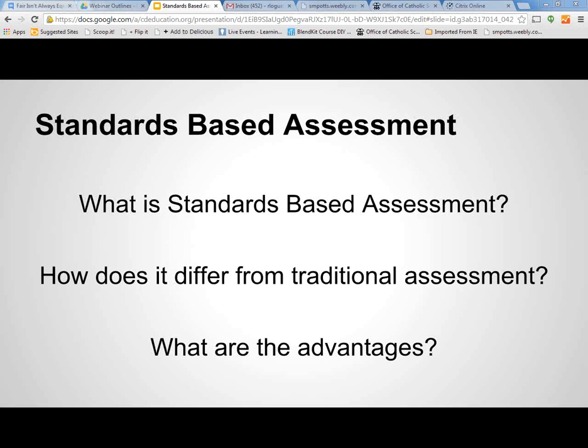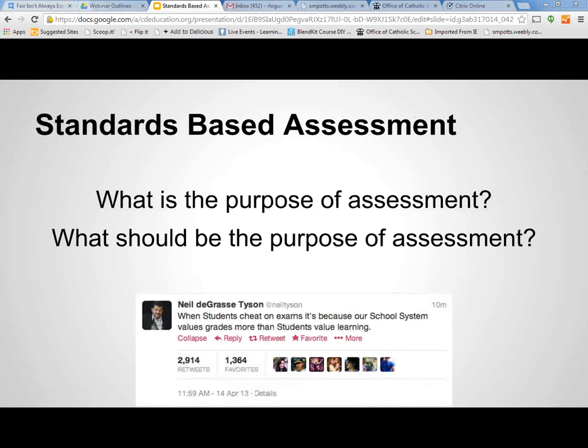So we'll begin here. What we really need to do is begin with what is the purpose of assessment and what should be the purpose. Now, I ask this quite often. Whenever I'm in a school, I ask this first question: what is the purpose? I almost always get a couple of answers. The first one I get quite often is sorting. No one ever really calls it sorting, but that's what it is.